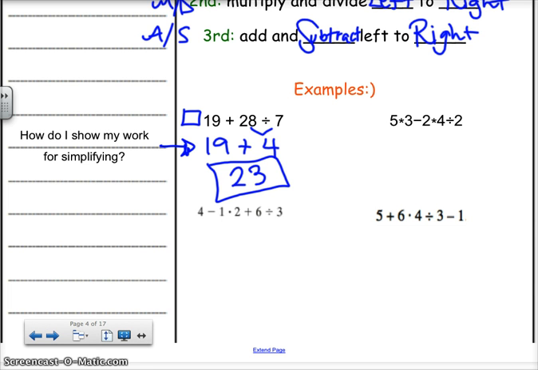Okay, the next one. 5 times 3 minus 2 times 4 divided by 2. Where do your eyes go first? Yeah, my eyes go to the multiplication. My eyes see 2 multiplications. Do your eyes see 2 of them? So I kind of take care of them in one spot. So how I show my work, I go 5 times 3 is 15 minus 2 times 4 is 8 divided by 2. Now what? Yep, just say it. Divide. 15 minus 4. 11.